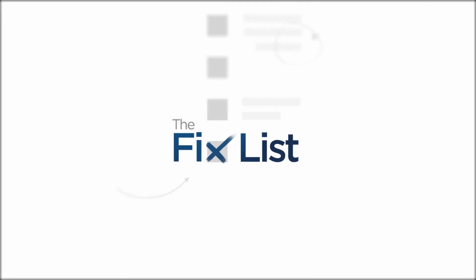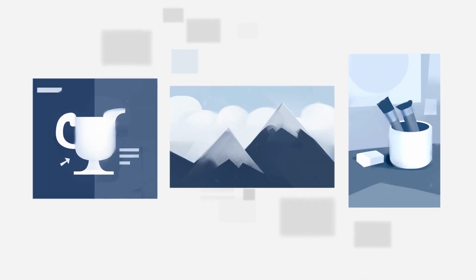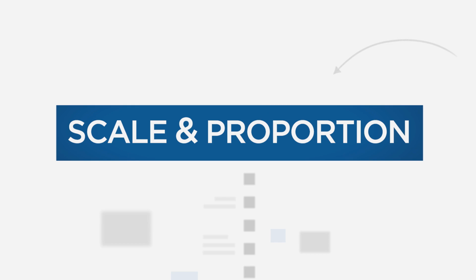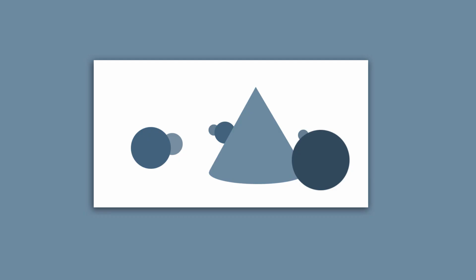Welcome to the Fix List, a guide to improving your paintings by looking at other work in search of common visual problems. Today's problems are scale and proportion, and this is just to acknowledge the relationship and size between different objects either in the image or the relationship of different parts of one object to each other. And it's a quick way to confuse your audience and screw up a painting. So let's take a look at some examples from the ctrl+paint community.